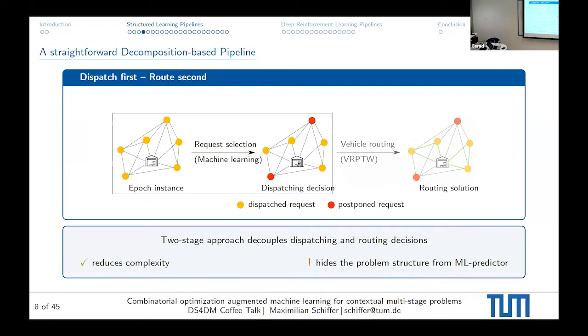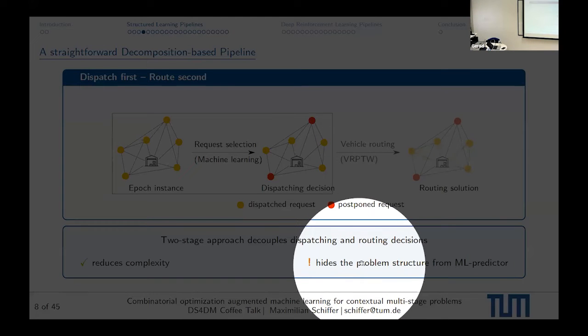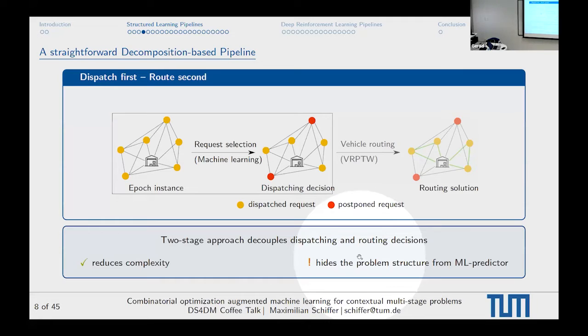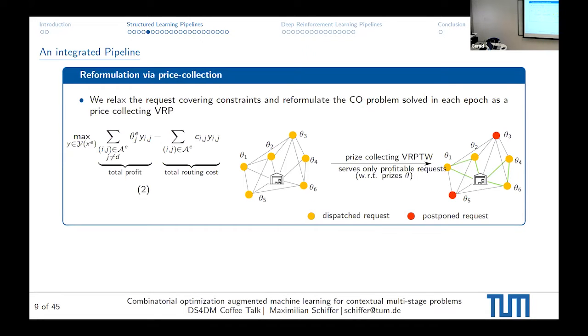So the nice thing about this is you decompose, so you reduce complexity, which is generally something we like. But the bad thing about it is you lose on this end. If you radically decompose, you just hide the problem structure in the routing, which is also your cost oracle, from your dispatching decision. And that may give you problems on what is the right loss function on this decomposed, isolated learning problem.